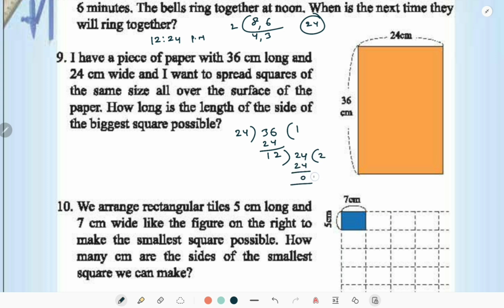Now we got 0, right? When you get 0, the divisor is the highest common factor, HCF. So 12 cm is the answer. You can also check this answer using prime factorization.